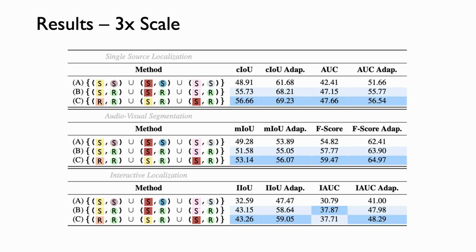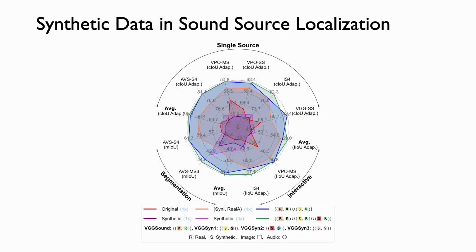Row C shows that combining real image-audio pairs with synthetic image-real audio pairs leads to significant improvements. We hypothesize that real pairs help reduce the domain gap on real test sets, while synthetic image-real audio pairs help correct noisy correspondence samples. Based on these findings, extending the real VGG sound dataset with large-scale synthetic image-real audio pairs becomes our final recipe, and a promising direction toward more accurate and generalizable SSL models. This chart summarizes the main experiments and compares the performance of different combinations of synthetic and real data.